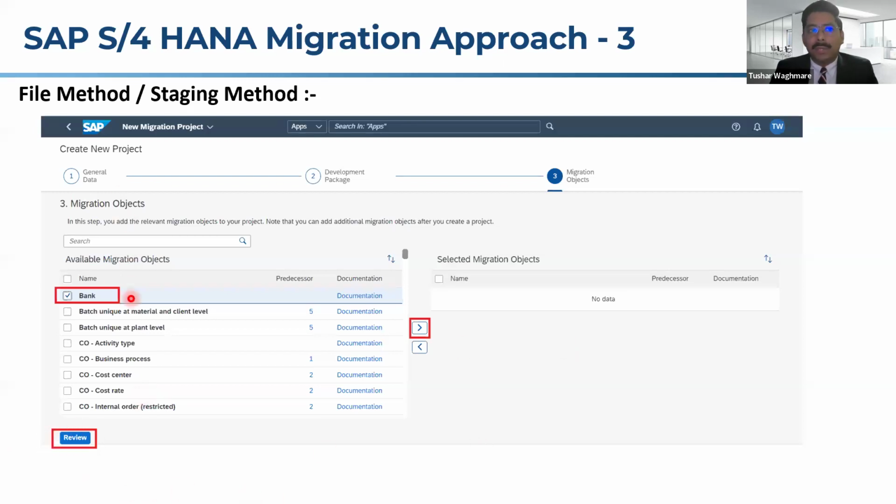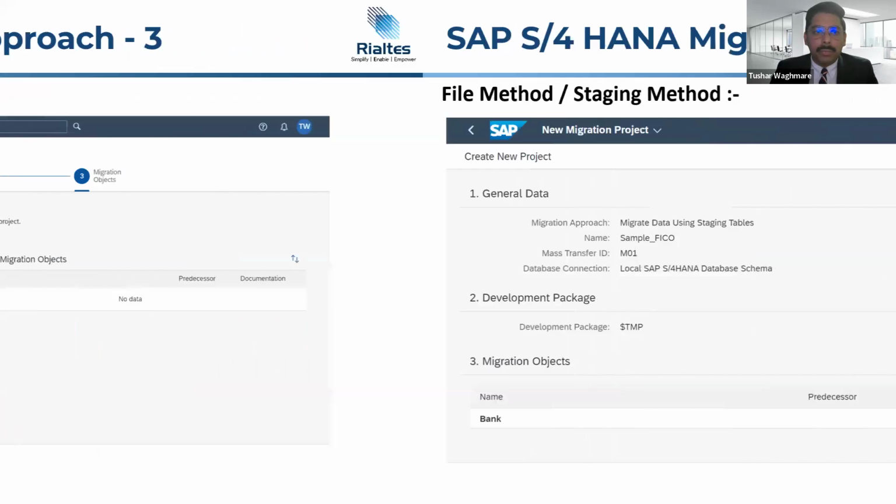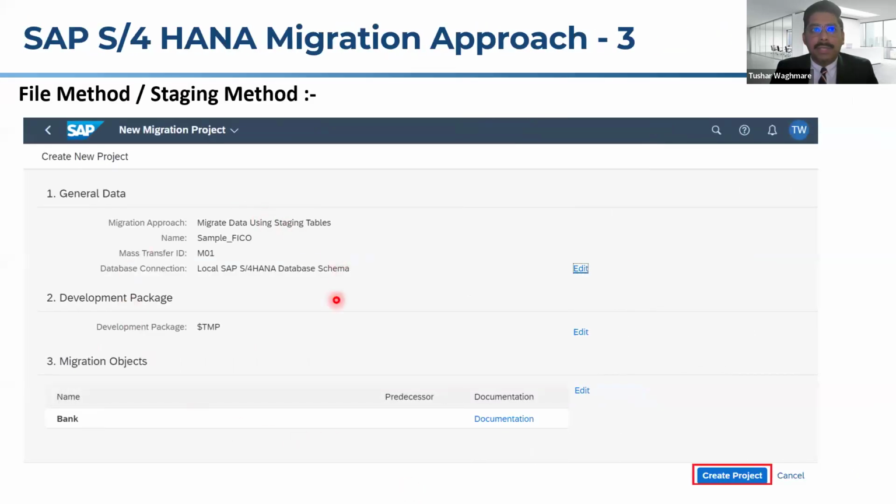Whatever objects we want to move to our new S4HANA system, we need to check the predefined objects over here. After we click on the review tab, we will see this screen. Here we need to double confirm the project name and the object which we entered over here, and then we can click on create the project.